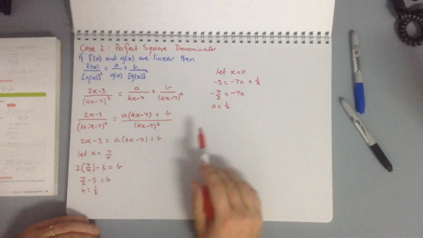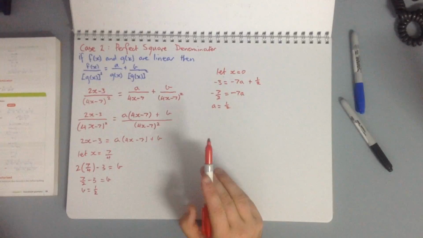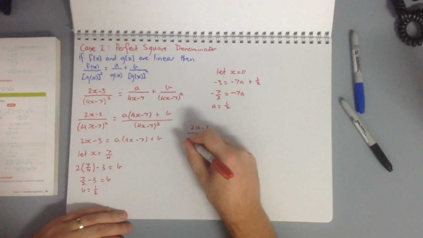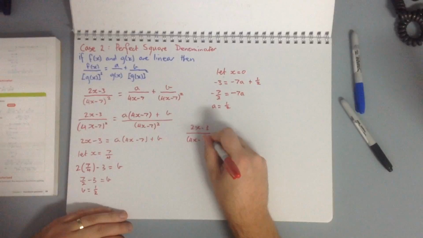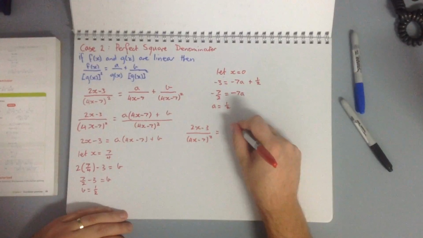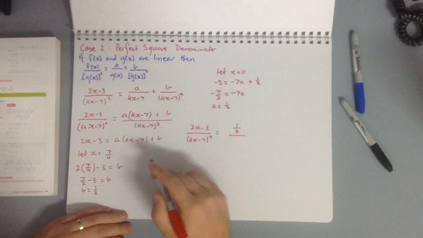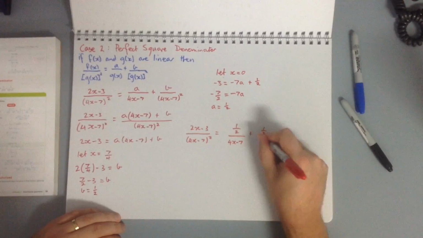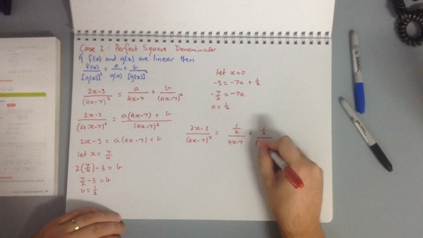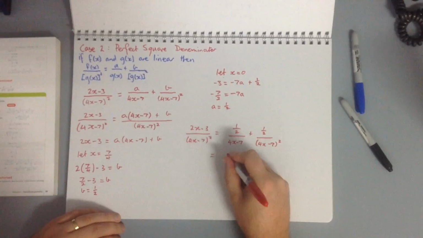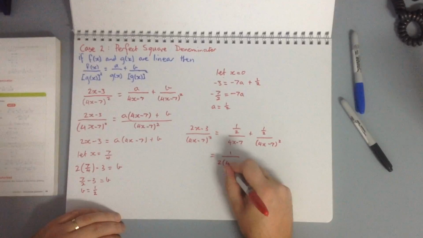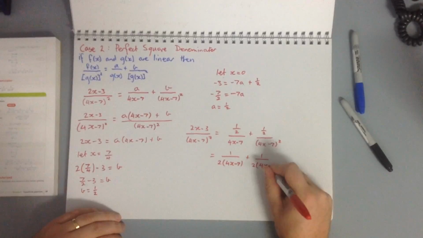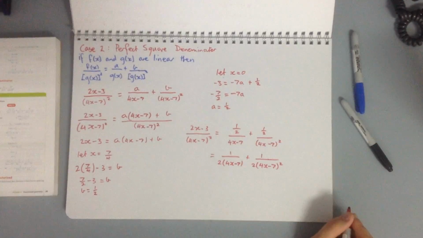It's not too often that we actually get our a and b value to be the same thing, but in this case it's happened. So we're saying our (2x minus 3) over (4x minus 7) squared can be written as a half over (4x minus 7) plus a half over (4x minus 7) squared, because remember we're looking at this part, which we can say is 1 over 2 times (4x minus 7) plus 1 over 2 times (4x minus 7) squared. Okay, and we're done for this one.